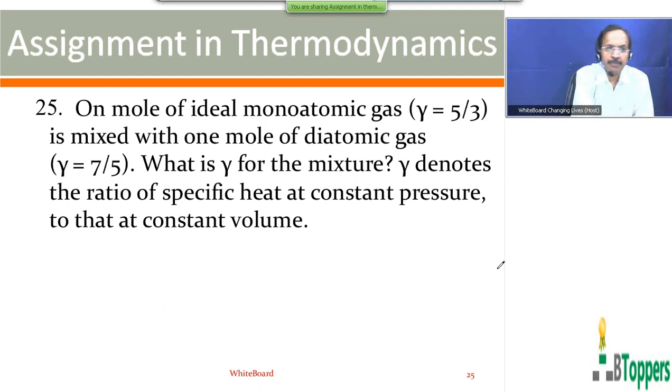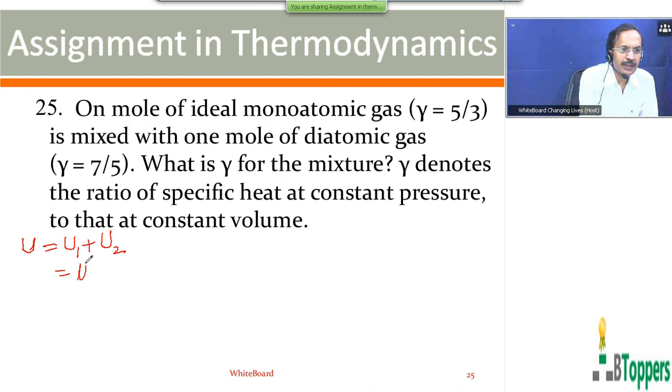So as I discussed earlier in the theory part, the internal energy of a mixture of non-reacting gases is the sum of the internal energies of the two gases which are mixed, if all the gases are at the same temperature. The temperature of the mixture is the same as the original temperature of each gas. Therefore, you can write the change in internal energy of the system is equal to the change in internal energy of the first gas plus the change in internal energy of the second gas, if the temperature changes by delta T.